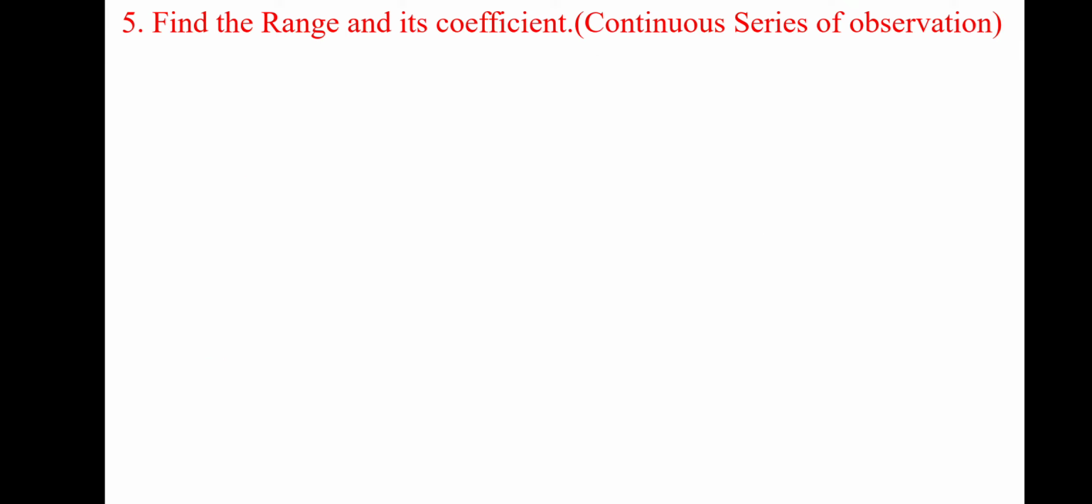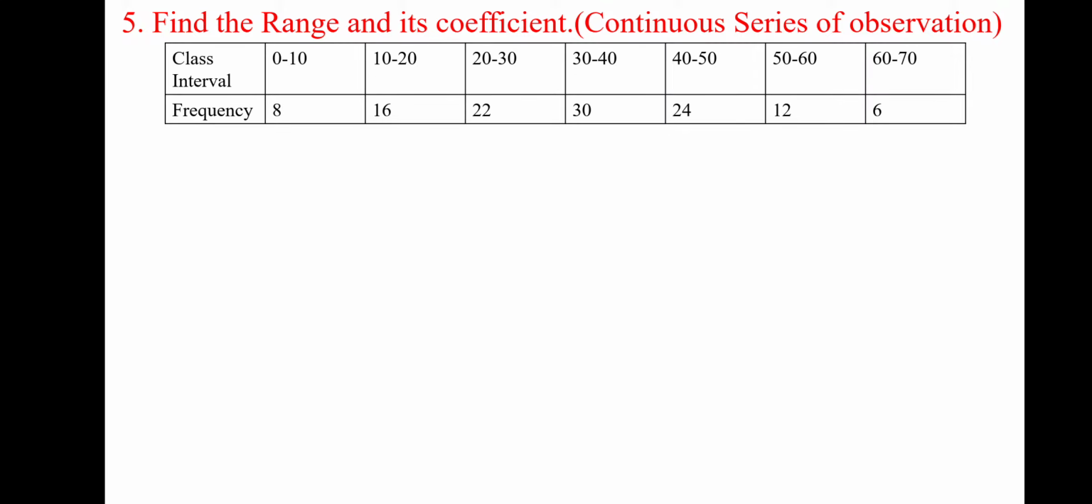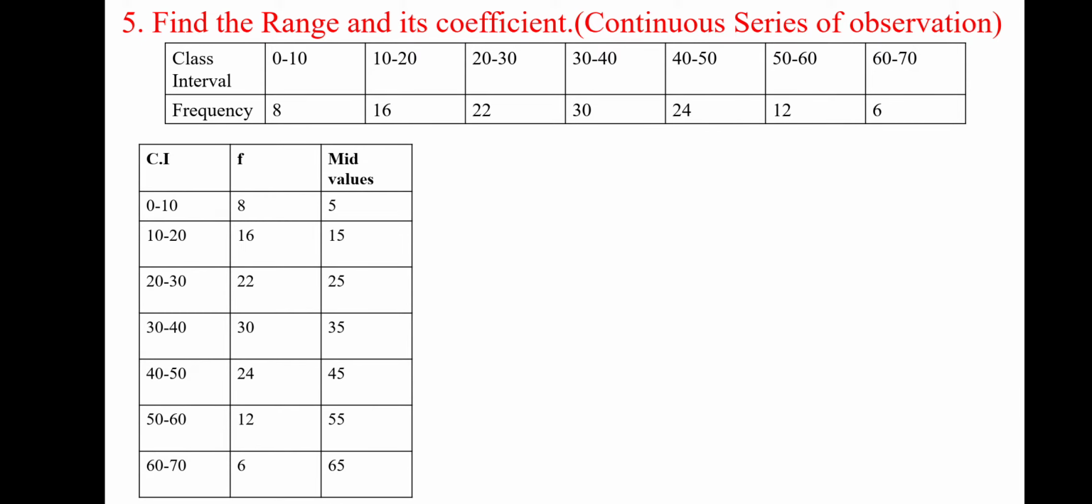Now two methods are over: individual series of observation and discrete series of observation. Next, we are going to see continuous series of observation. Continuous series of observation is in the form of intervals: 0 to 10, 10 to 20, 20 to 30. We know this very well because we studied it in the last unit. In that, because of the intervals, we need to find the middle value.